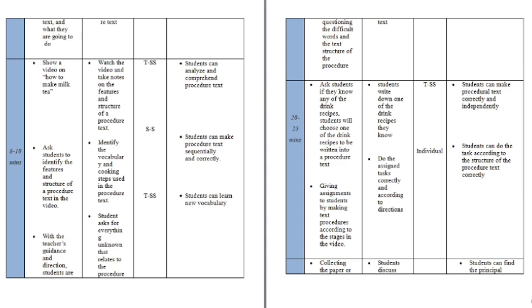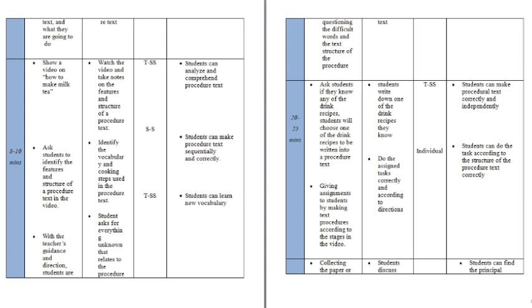Next, ask students if they know any drink recipes. Students will choose one of the drink recipes to be written into a procedure text. Students can make procedure text correctly and independently. Giving assignments to students by making a text procedure according to the stages in the video. Students can do the task according to the structure of the procedure text correctly. This step will take about 20 to 25 minutes.